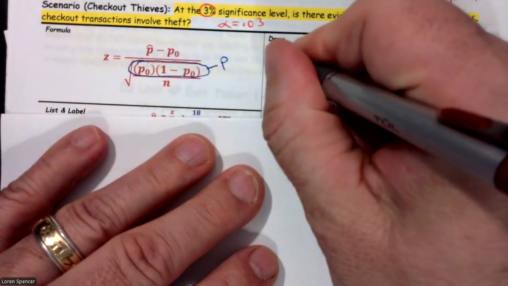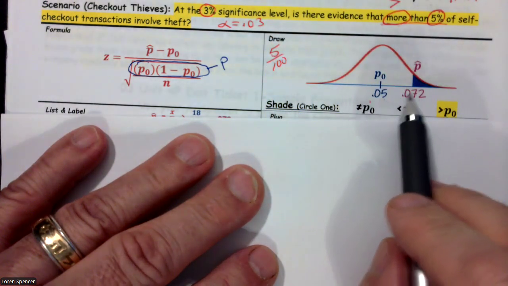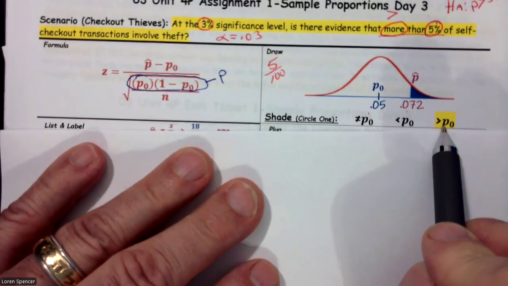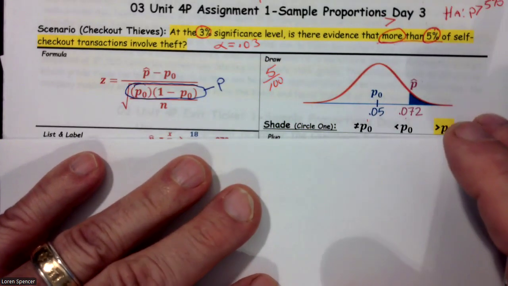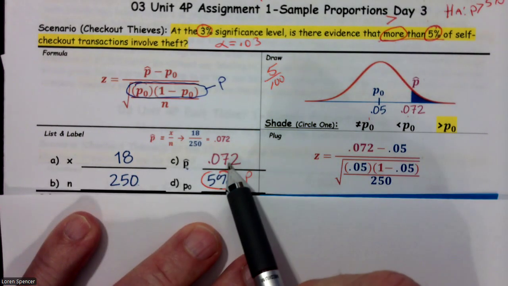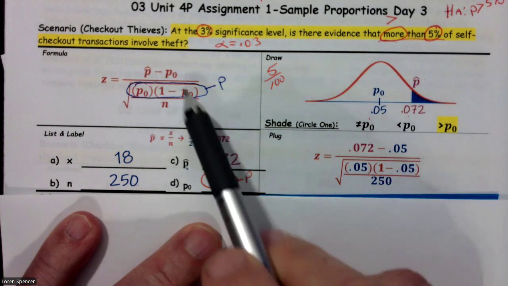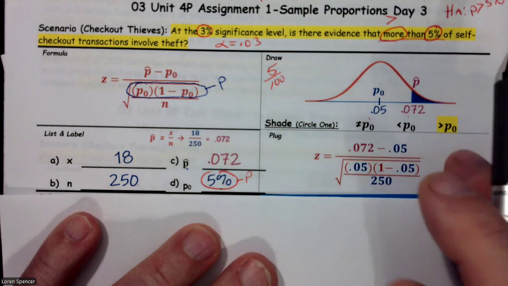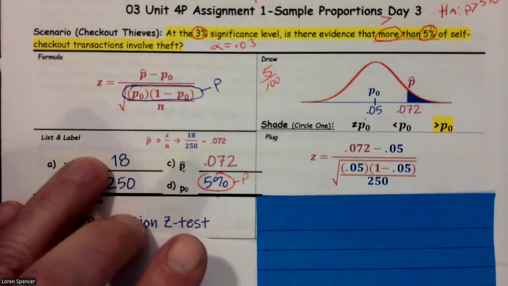And just remember that's 5 divided by 100, the 5% divided by 100%. And this is our sample proportion. Notice we shaded greater than. Why? They said more, so we know this is a greater than. And when we plug in, it's pretty simple. Plugging in the 0.072 that we calculated for the sample proportion, the 5% for the population proportion, and remember the 5% goes down here.